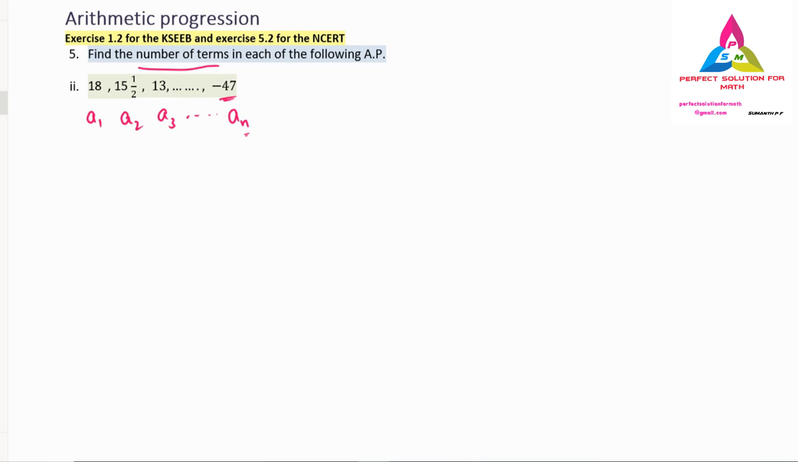To solve this, the same thing we have already done, we will do. That is, a1 is equal to 18, a2 is nothing but 15 and a half, a3 is nothing but 13, and an is equal to minus 47. Here we have to find the n value obviously, because the number of terms is what they have asked. So only the n value we have to find. And next, in the formula from the previous problem, the d value is important for us. So we have to find the d value.